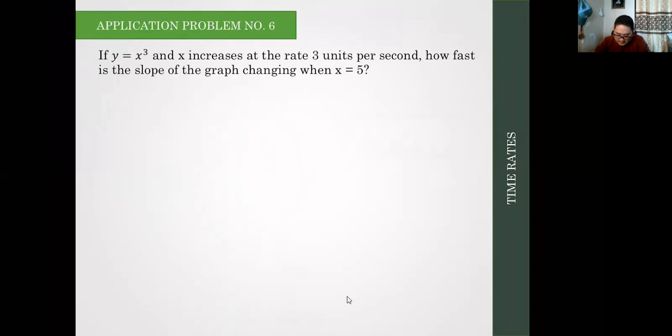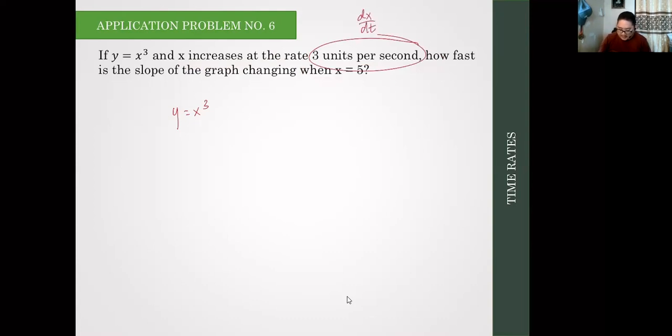So, if y is x cubed and x increases at the rate of 3 units per second, how fast is the slope of the graph changing when x is equals to 5? Okay? So, may function tayo na y is equals to x cubed. Ang sabi, si x daw is nag-change, no? At the rate of 3 units per second. So itong change na to na tinutukoy na to, ibig sabihin, yan ay dx over dt.